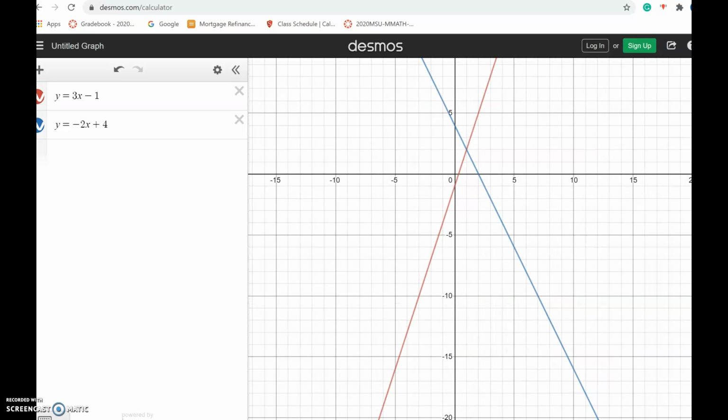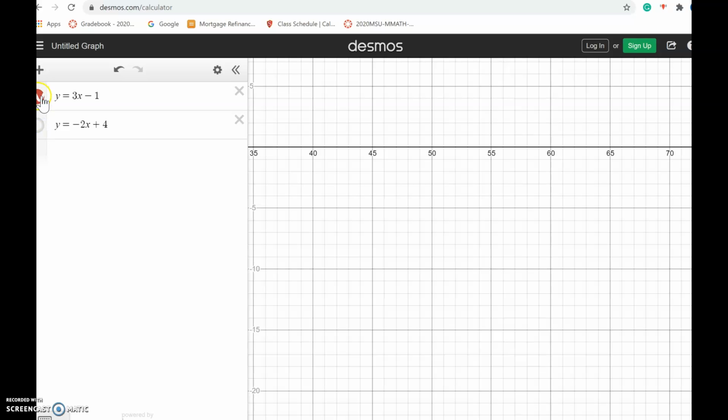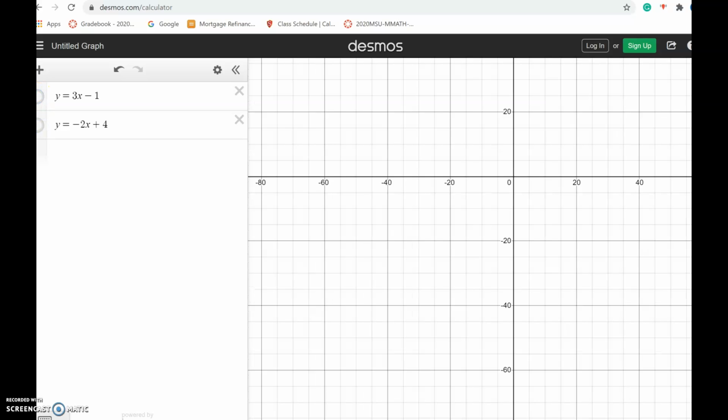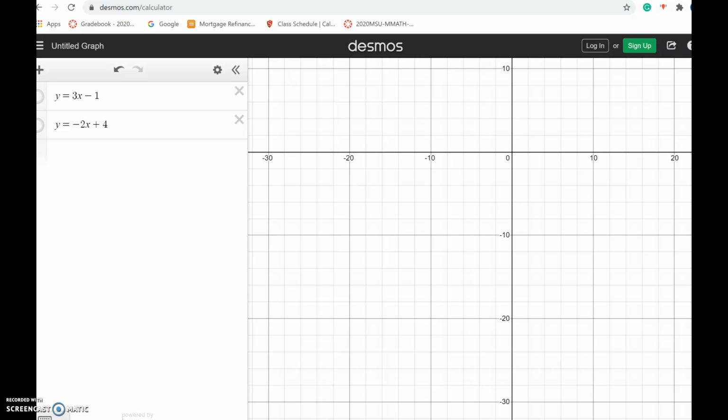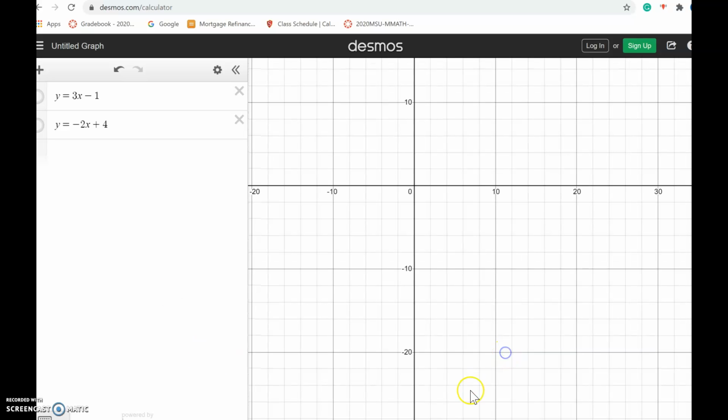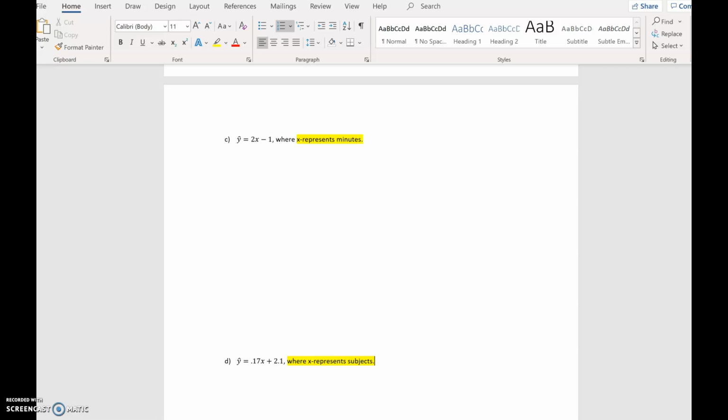Let me remove these and then plot the new one. So the new one that we're given is going to be 2x minus 1.